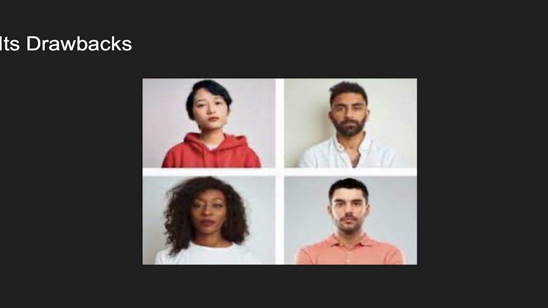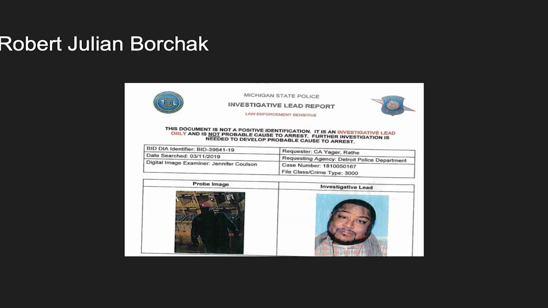However, the rise of this software has also exposed its drawbacks, one being racial bias. A recent study by MIT found that the databases of many of these algorithms lack diversity. This lack of diversity leads to a lack of accuracy when identifying minorities. It was also found that generally facial recognition software incorrectly identified white men the least.